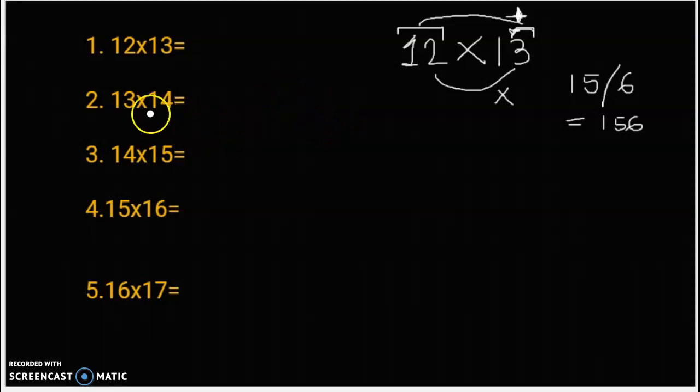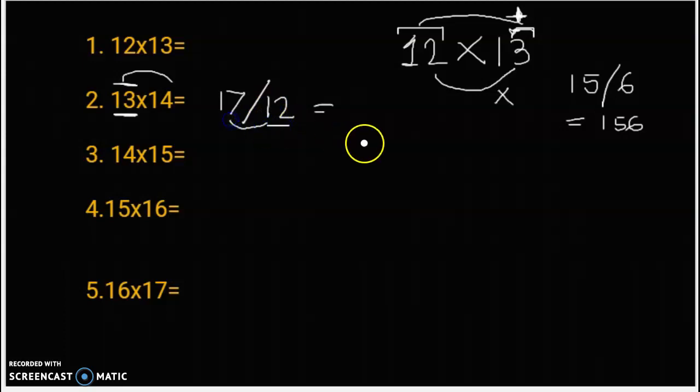Now question number 2 is 13 times 14. So 13 added to 4 gives you 17 slash 3 times 4, that is 12. And then next step, in this case we will have 2 steps because here we have got 2 digits. So add this 1 to 7 and that gives you 1, 8 and 2. 182 is our answer.